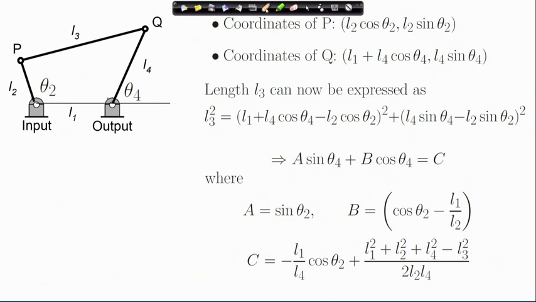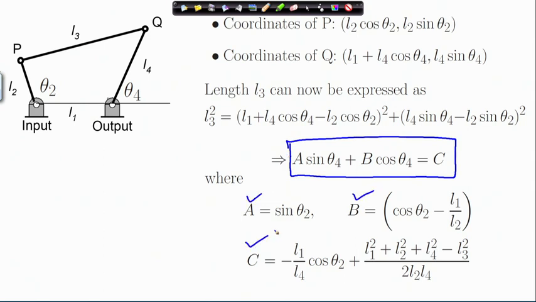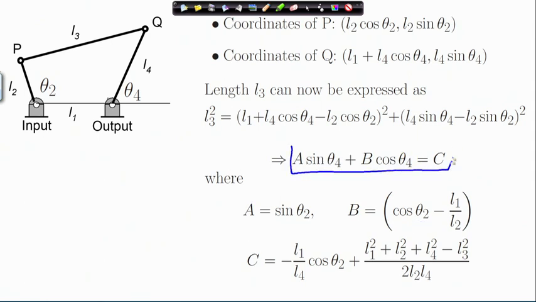So, what is our goal now? Goal is to solve this. Why? Because I am given theta 2. If I am given theta 2, I know A, I know B, I know C. They involve theta 2. I know them. What I have to find? I have to find out theta 4. So, I have to essentially solve this equation to solve for theta 4.